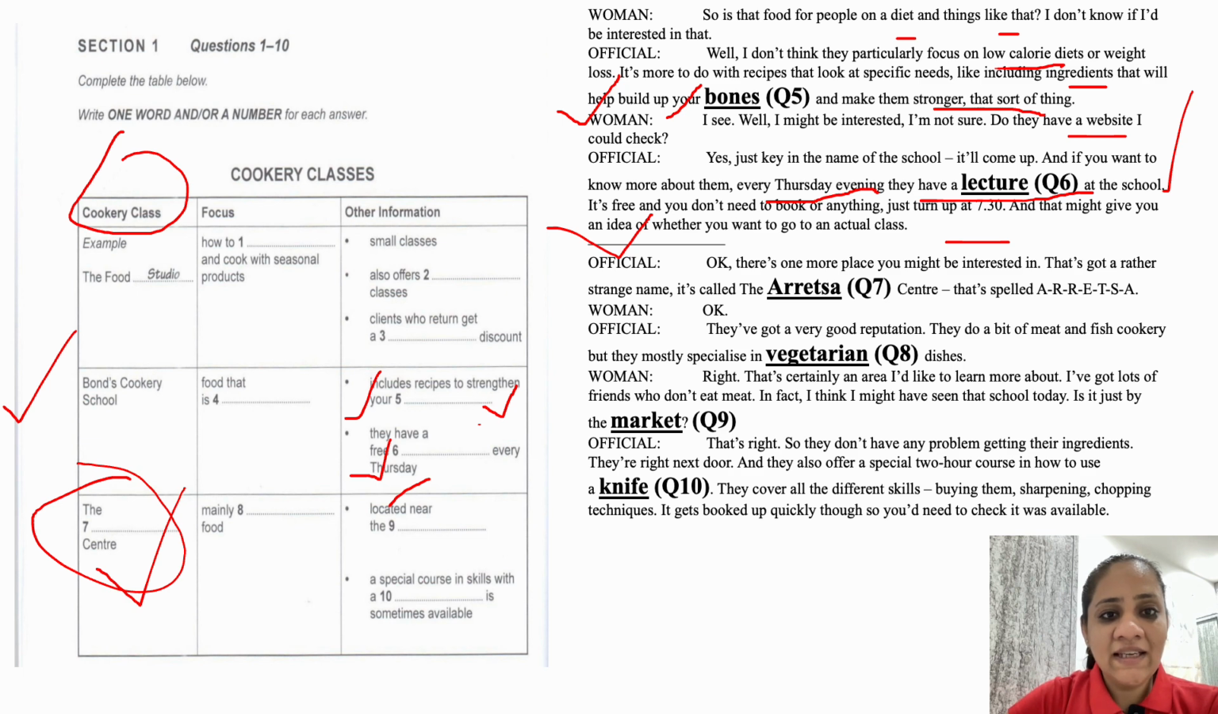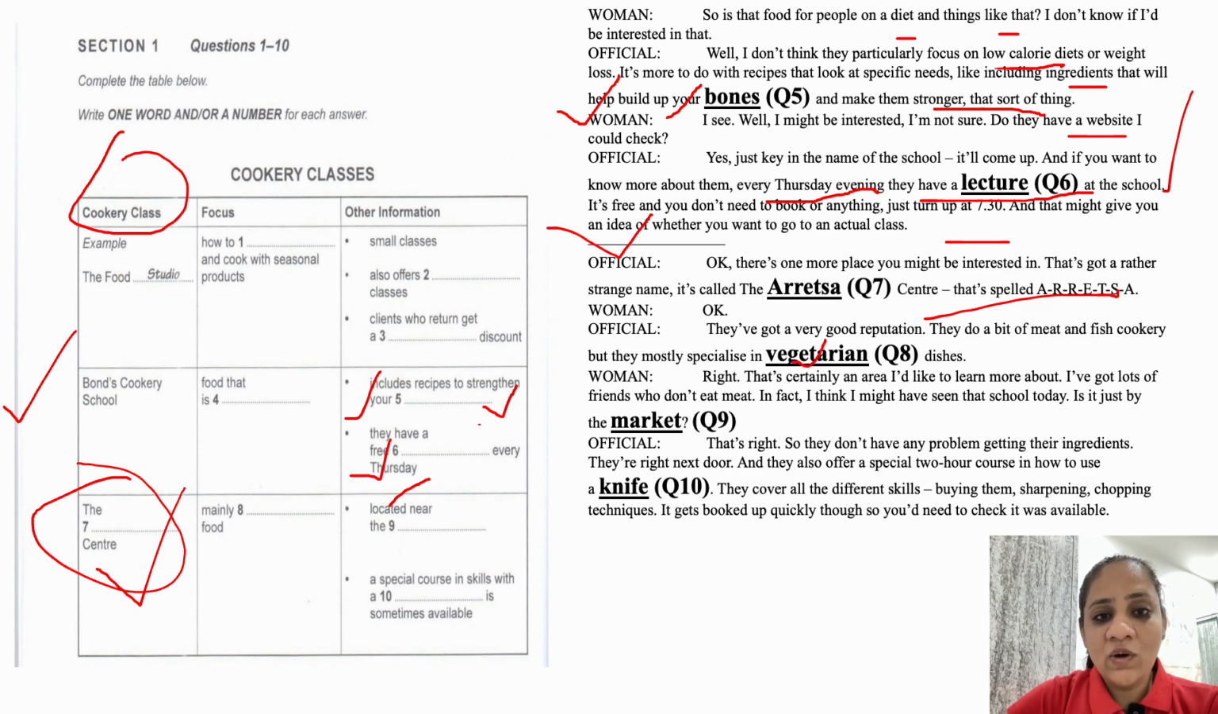Okay, there's one more place you might be interested in that's got a rather strange name. It is called the Aresta. That is spelled A-R-E-T-S-A. Okay, they have a very good reputation. They do a bit of meat and fish cookery, but mostly specialize in vegetarian dishes.